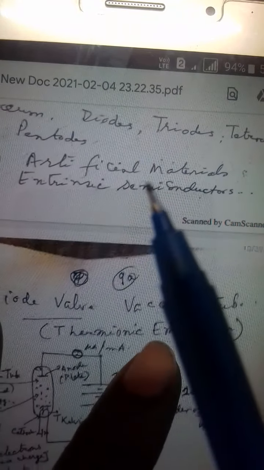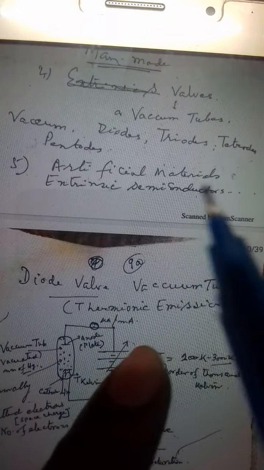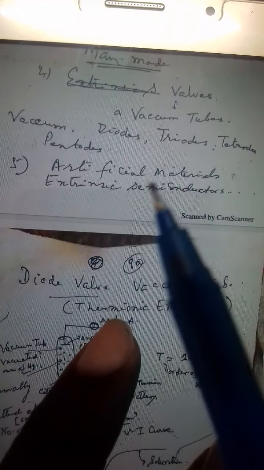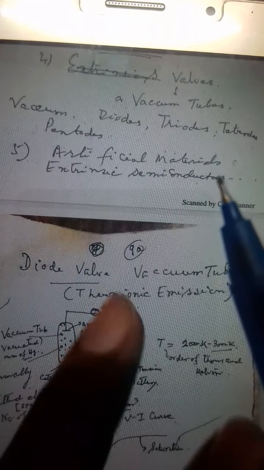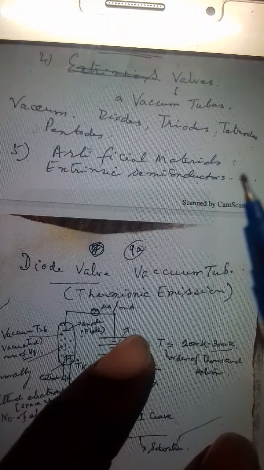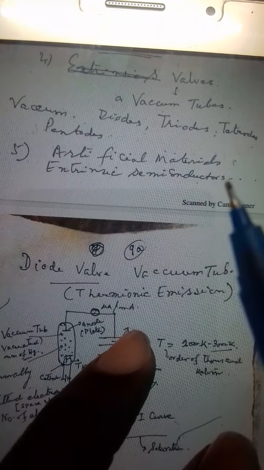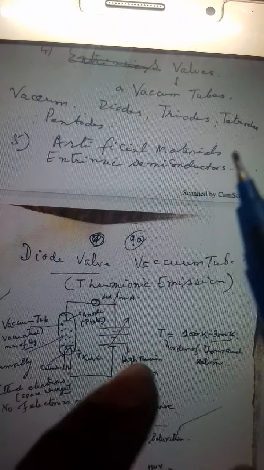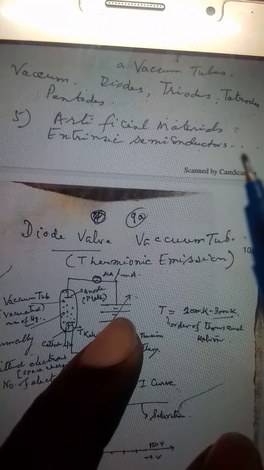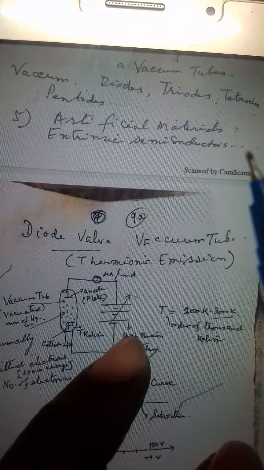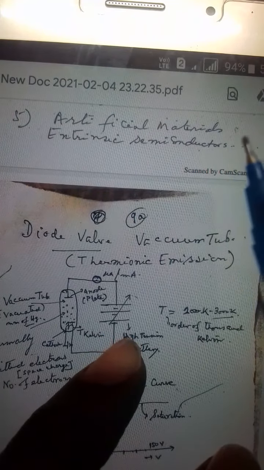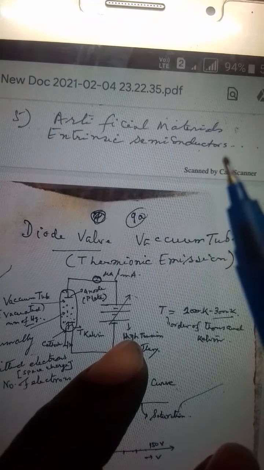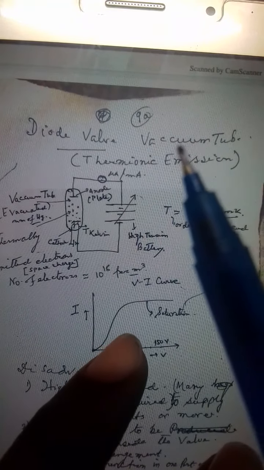Now artificial materials are produced. Material science is the subject of how to produce artificial materials to make them useful to human advantage. Now artificial materials are extrinsic semiconductors. That means, I have told you, N-type semiconductor. There are P-type semiconductors. I will tell you a bit later. Now about valves. Come to electronics first.